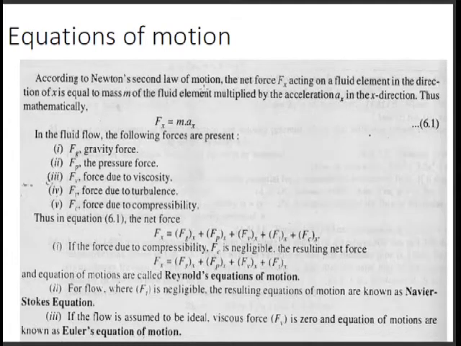And the third is, if the flow is assumed to be ideal, the viscous force Fv is 0, then the equation of motion is called Euler's equation of motion. So let us derive these equations.